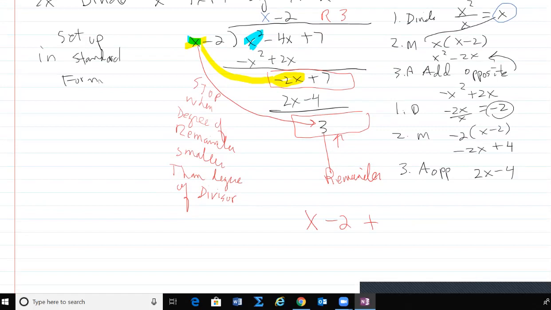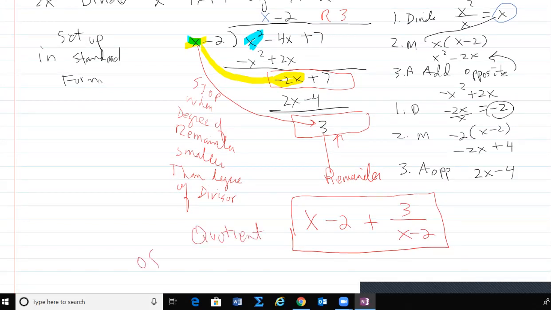Not 3. Yeah, I'm sorry. Plus a 3 over the x minus 2. And that's how you write your answer. Okay, so we found this is what we would call the quotient. It's the quotient of what we started with and x minus 2. We did that division and got that.